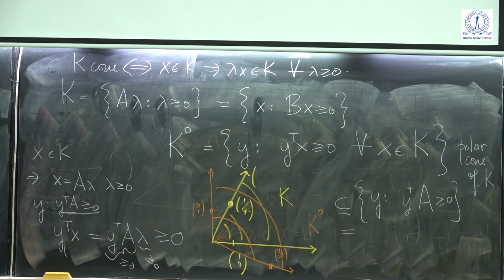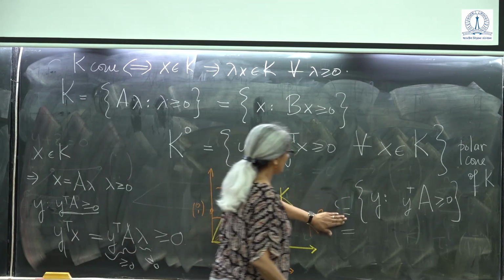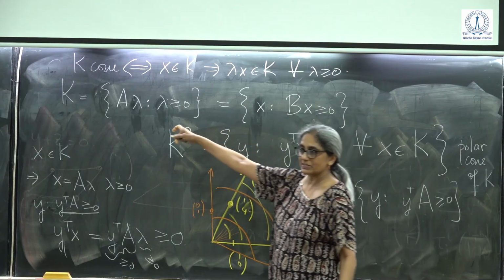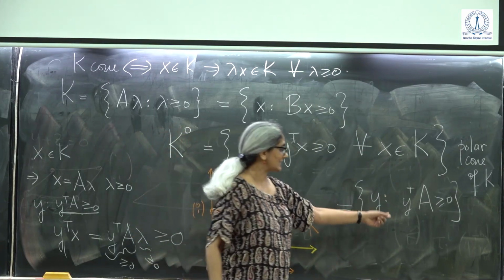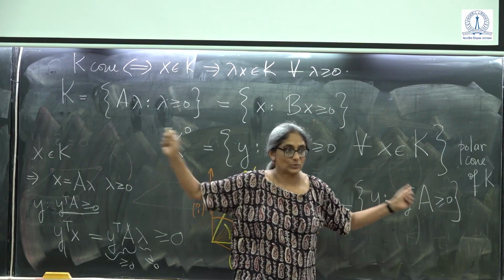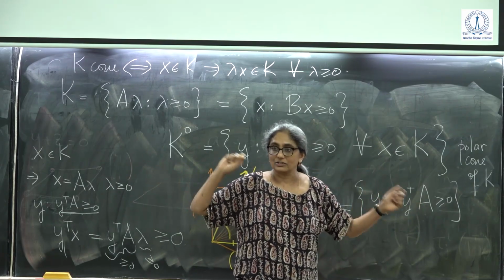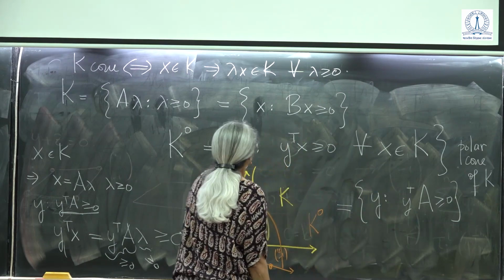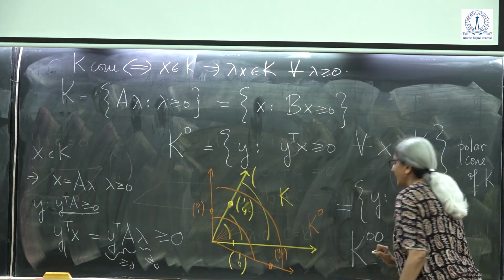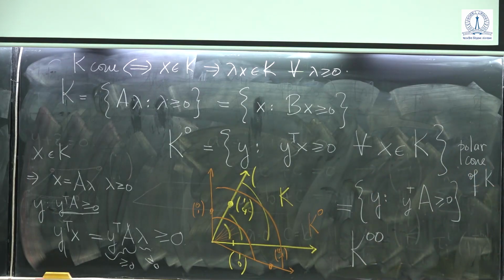Is that okay? So actually this is the description of the polar cone. If I know the generator representation of this cone, I get the constraint representation of the polar cone. Good? They switch from one side to the other. This is called duality. And then it takes a little bit of work: can you argue what happens if I take K polar?